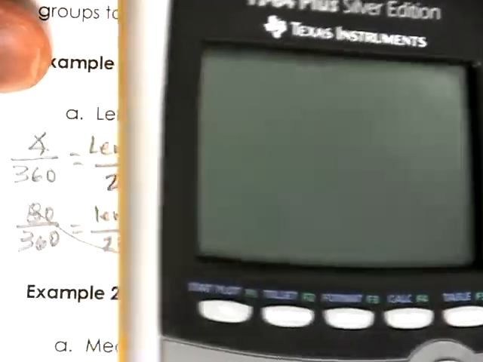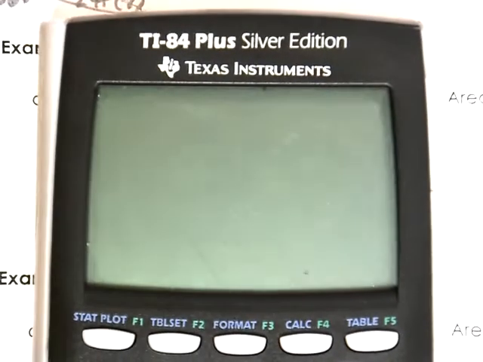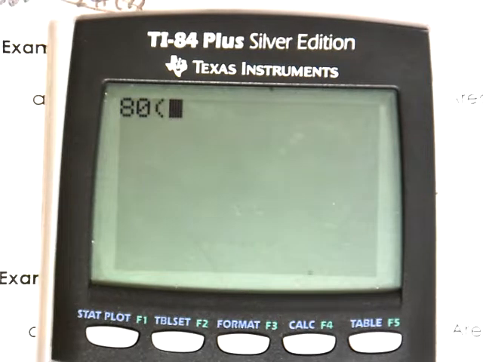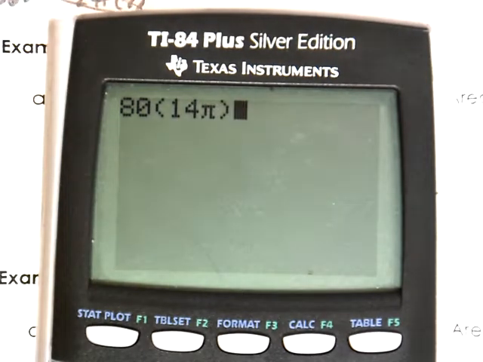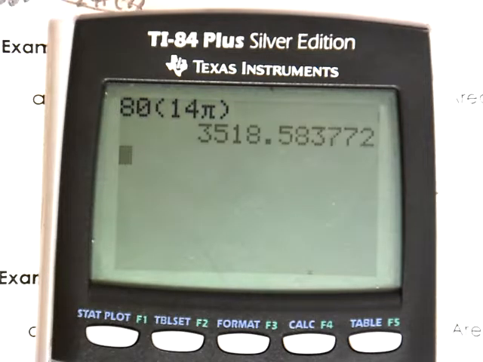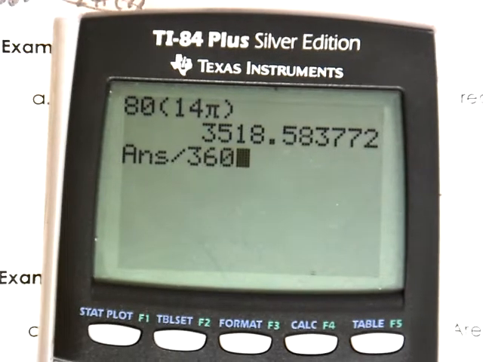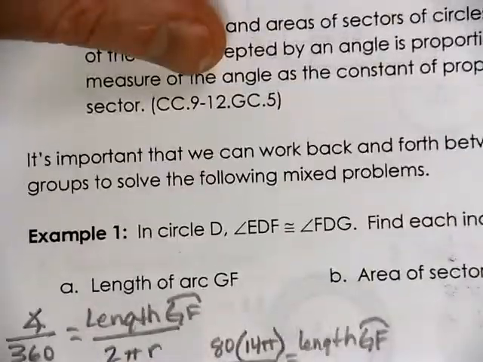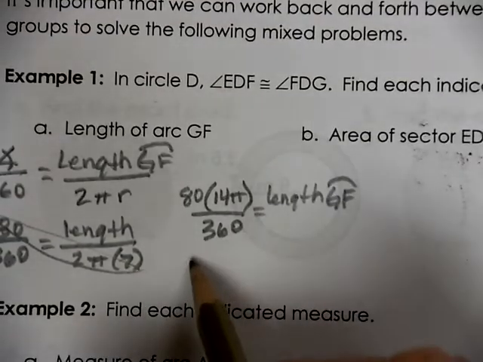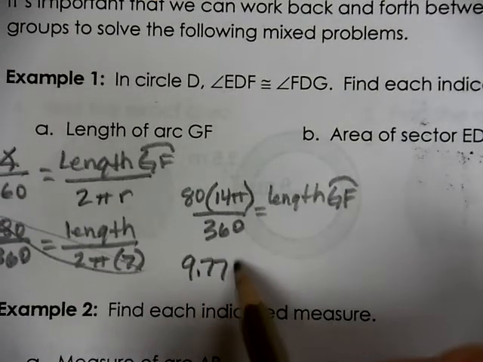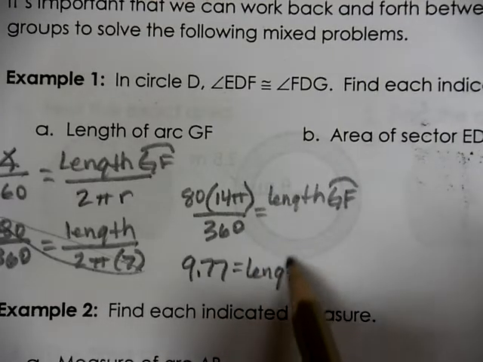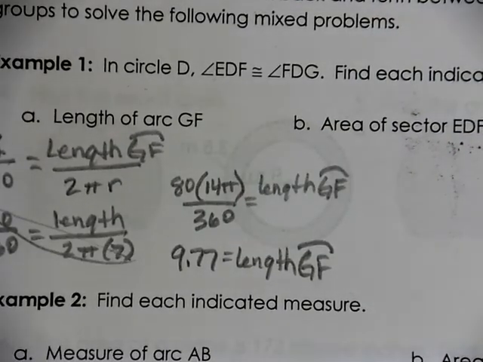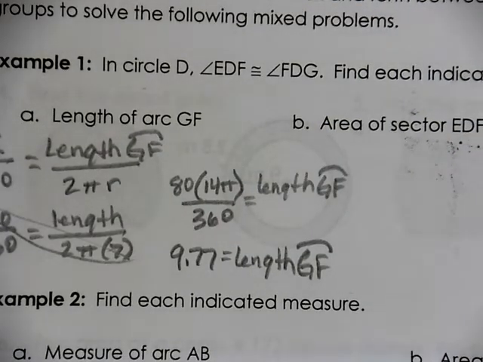So we take 80 times 14 pi. We could look at that number and divide it by 360. That gives us 9.77. That's our arc length, 9.77, and these would be in meters.